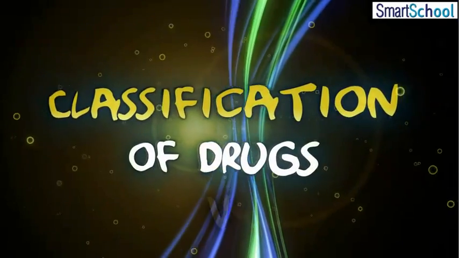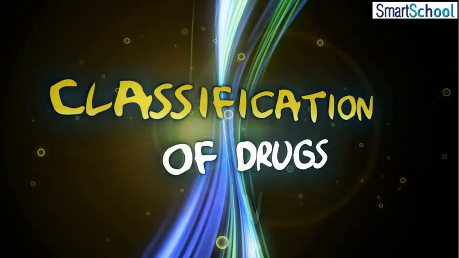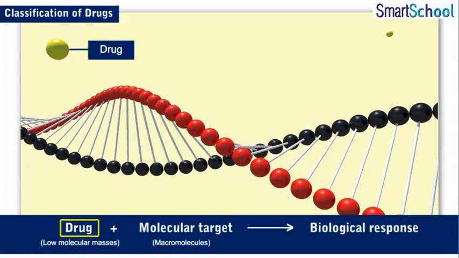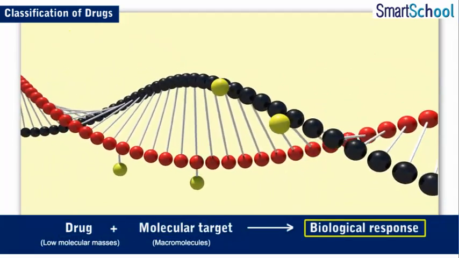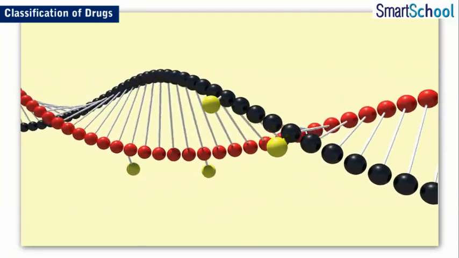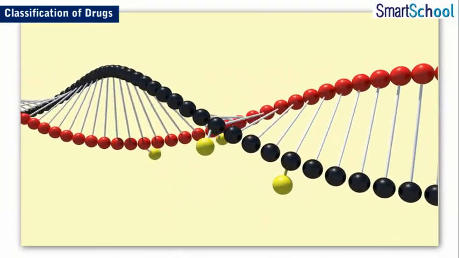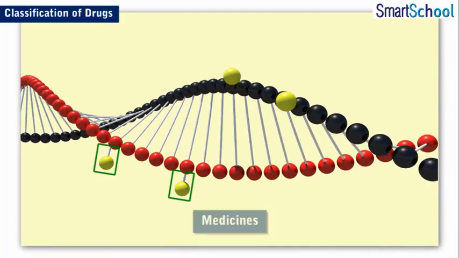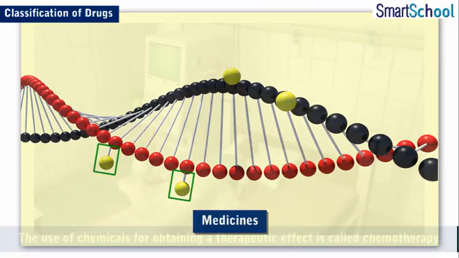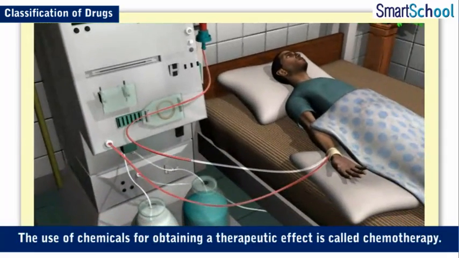In this module, we will be studying about the classification of drugs. Drugs are chemicals of lower molecular masses that interact with macromolecular targets and produce a biological response. When the biological response is therapeutic, which means desired and beneficial, these chemicals are called medicines. The use of chemicals for obtaining a therapeutic effect is called chemotherapy.